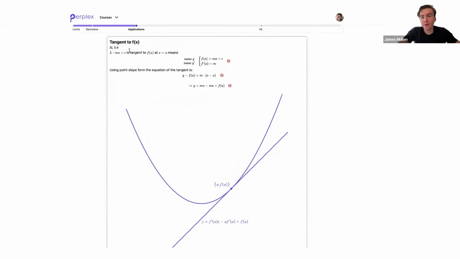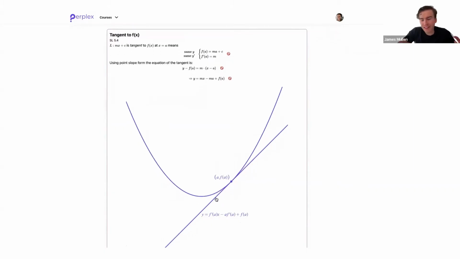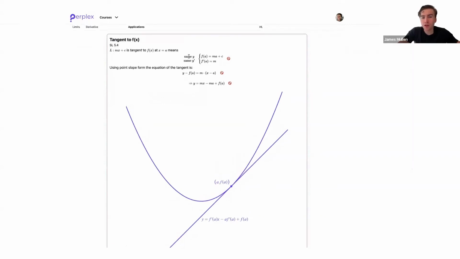So I have a straight line, mx plus c, and if it's tangent to the graph, a tangent, remember, means that it kisses the function, so it touches the function, and it has the same slope there. So there's 2 conditions. The line and the function have the same y component, so I can say that the function is equal to the line at that point. So f of a is equal to ma plus c, where a is the x coordinate. And they also have the same slope. So f prime of a is equal to m.